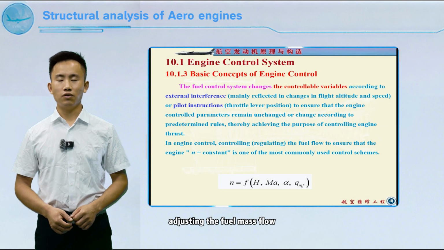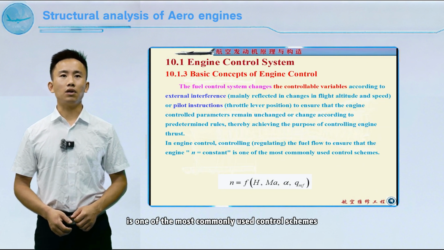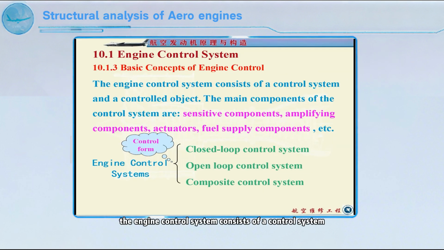Adjusting the fuel mass flow to ensure that speed n equals constant is one of the most commonly used control schemes. The engine control system consists of a control system and a controlled object. The main components of the control system include sensitive components, amplifying components, actuators, fuel supply components, etc.